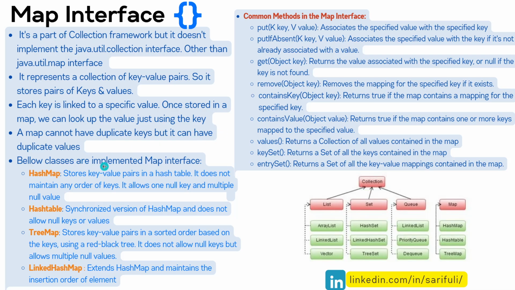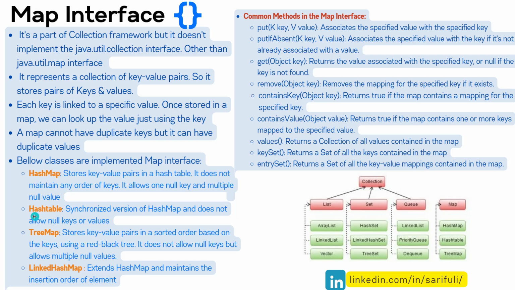Now, since Map is an interface, it definitely needs implementing classes. Here are a number of implementing classes, like HashMap. What is HashMap? It stores key value pairs in a hash table. It does not maintain any order of keys. It allows one null key and multiple null values.